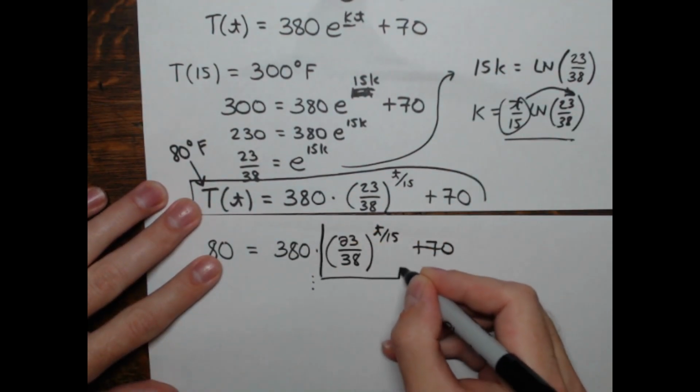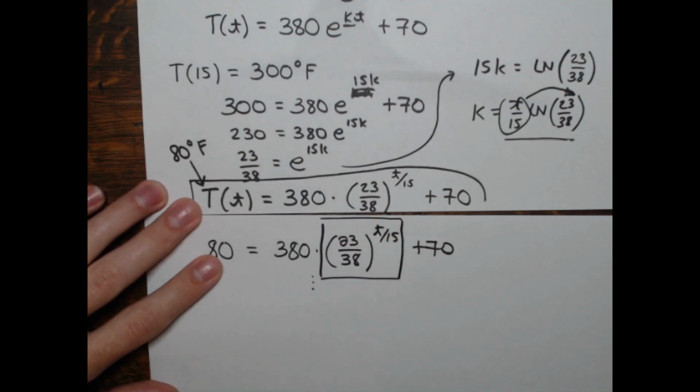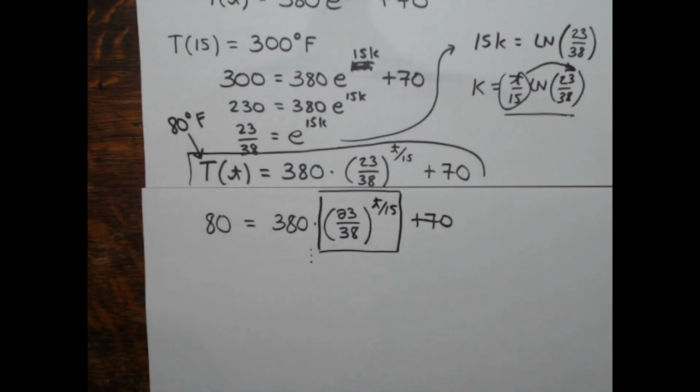I would get this expression alone, then take the natural log of both sides and get little t alone eventually. So I'm just going to describe what's happening and not write every little step. All right, so I'd subtract 70. That'll give me 10 over here. Divide by 380. That'll give me 1/38.